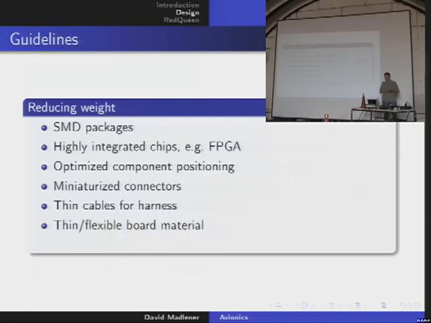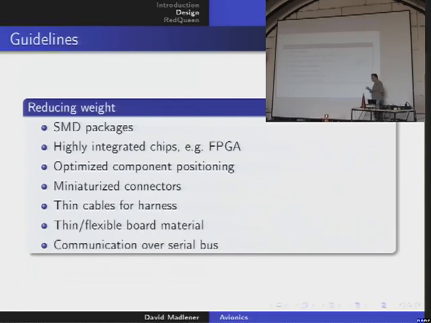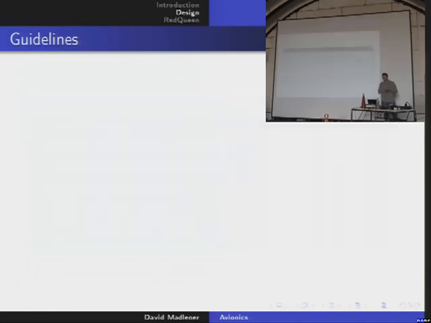Then again, you can use very thin board material or even flexible material. It's like if you're building a very lightweight camera, then you will use the same techniques too. Yeah? You will use very thin and light materials to build your electronics. And if you do any communication between devices that are at a distance, always use a serial bus, because less wires, less weight, and it's better than using a parallel bus that is just larger and heavier wire. So, reducing weight.